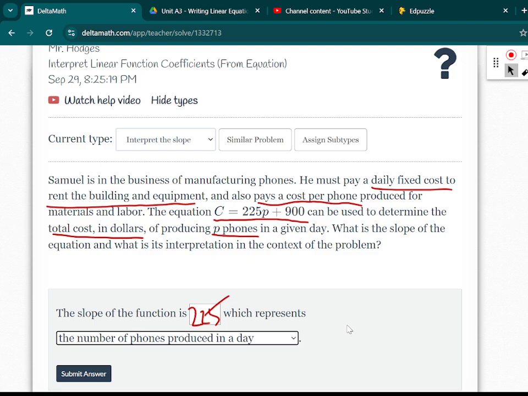And the number of phones produced in a day. Well, no, again, we were told in the problem P is phones. So while the 225 is attached to the P, it's related to the P, it is not the variable itself. It is just dealing with the variable. So it's something to do with days, but it is not days themselves. It is something to do with phones, but it is not the phones themselves. So it is going to be the additional cost to produce each phone.